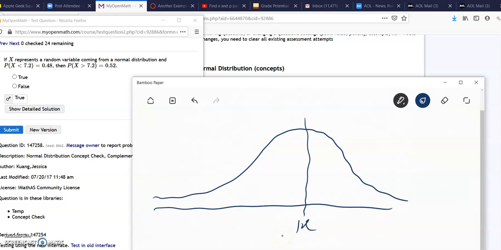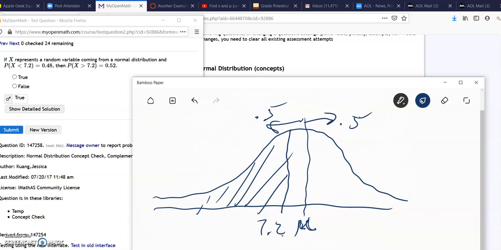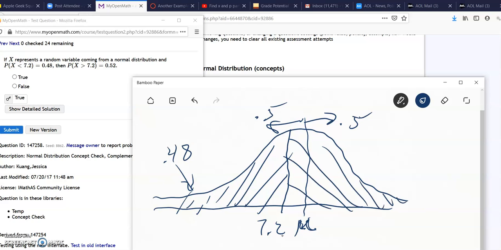First, remember, the probability of anything less than the mean is 0.5, and the probability of anything greater than the mean is also 0.5. The mean is right in the middle. So if x is 7.2 and that's 0.48, I'm going to draw some x value, 7.2, and this is 0.48. Then the greater than, the other side of it, must be 1 minus that, or 0.52, which is a true statement.